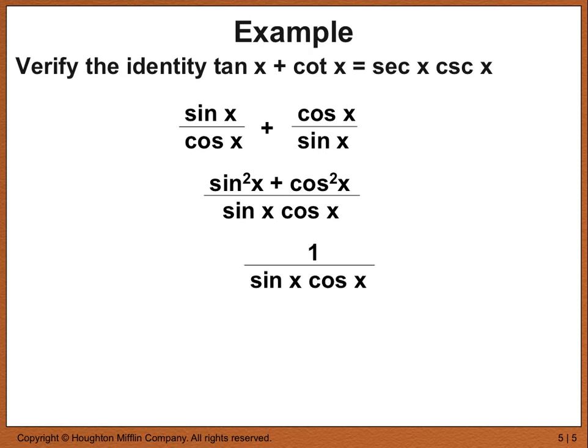Next step, using the Pythagorean identity. Since sine squared x plus cosine squared x is 1, we replace it. And we have 1 over sine x cosine x.